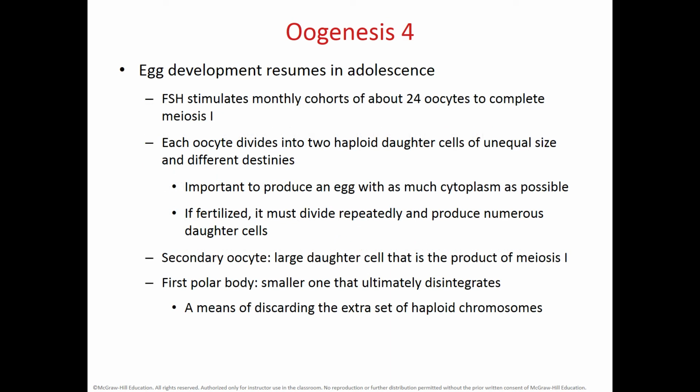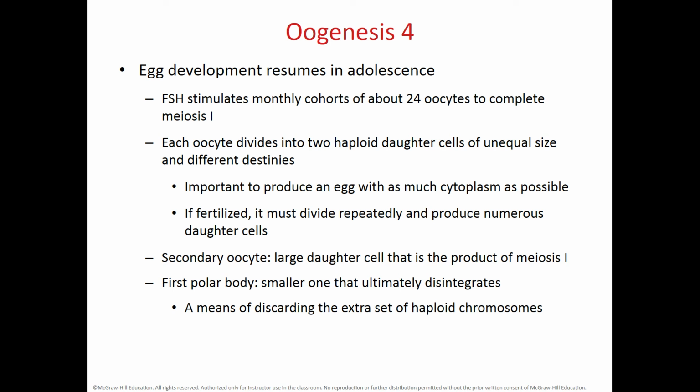Now, the development of these oocytes then resumes in adolescence under the influence of several hormones. One is FSH, or follicle stimulating hormone. These will recruit monthly around 24 oocytes to complete meiosis 1. So before we develop these oocytes, they are arrested in meiosis 1, and then they will start resuming this under the influence of FSH.